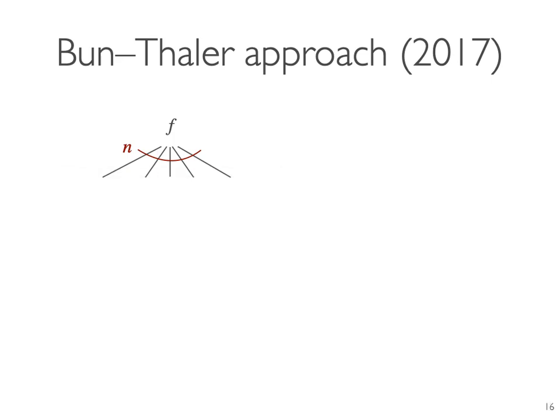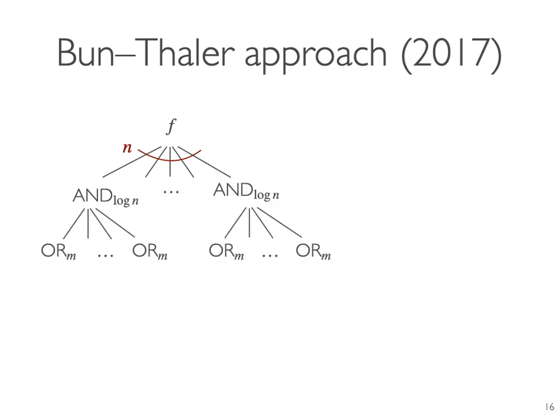Bunn and Thaler start with an arbitrary function in n bits and compose it with this AND/OR tree. It's not hard to see that the resulting composition has approximate degree square root of m times larger than the approximate degree of the original function. This seems like good news, but unfortunately the number of variables has also increased by a factor of m. So really we haven't made any progress.